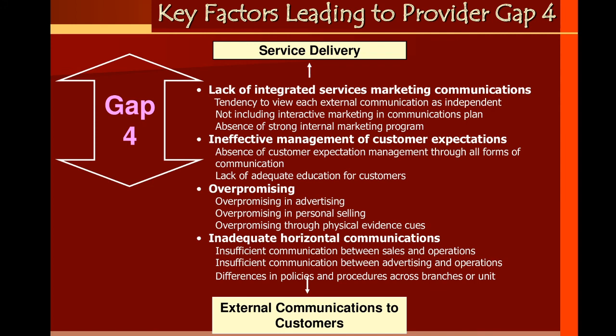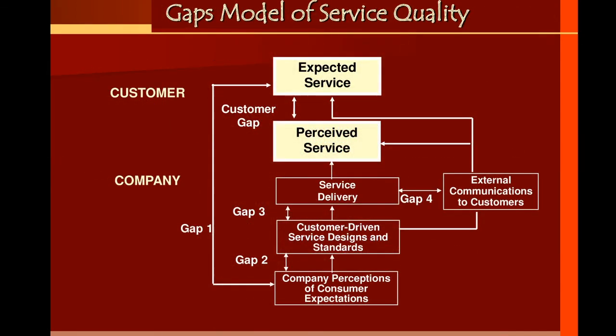Then differences in policies and procedures across branches or units. For each and every branch they will be following different policies and procedures, that should not be there, because one person will purchase a product in one particular place and when he switches over and comes to this branch, they'll tell some other issues. That should not be there. All over India, it should be the same. So that is what we've been talking about, the 4 very big gaps in service quality.